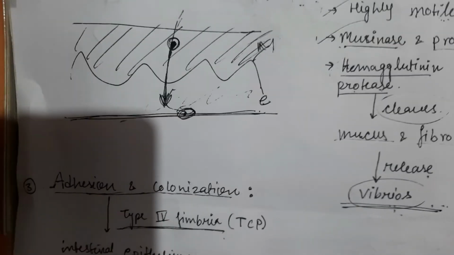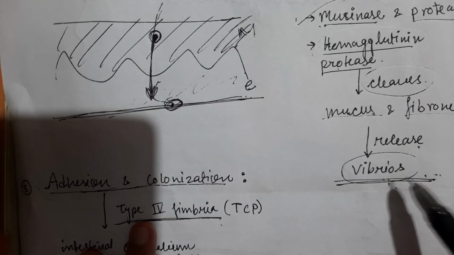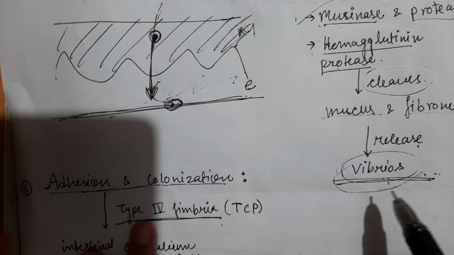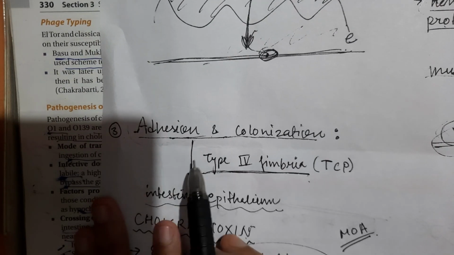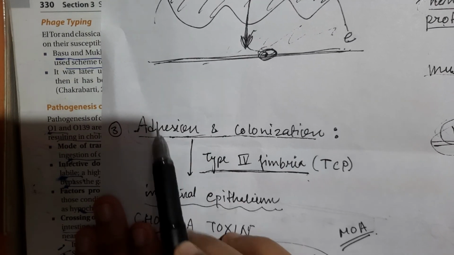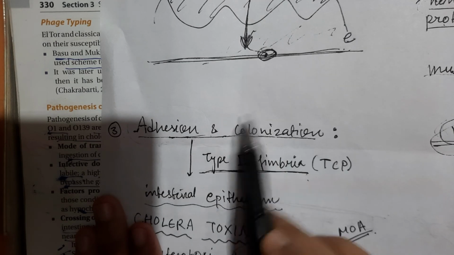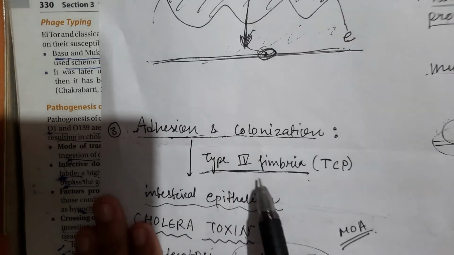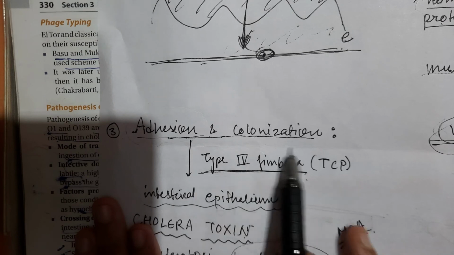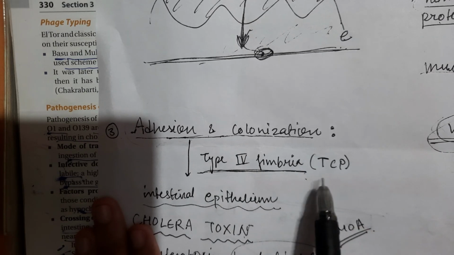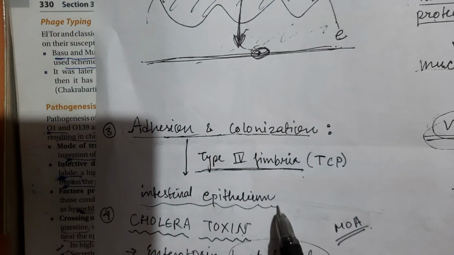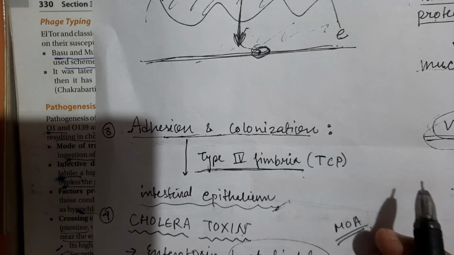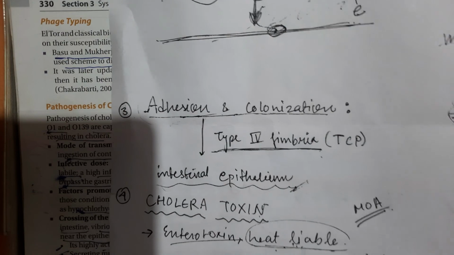So what happens after the Vibrio enters the epithelial lining? It adheres, meaning it attaches to the epithelial lining. It adheres and then colonizes; it multiplies. It adheres with the help of type 4 fimbriae to the intestinal epithelium, and this is the site where it starts doing its action.